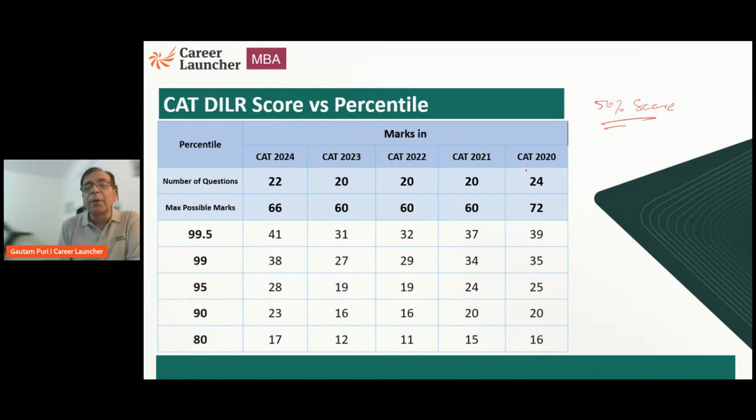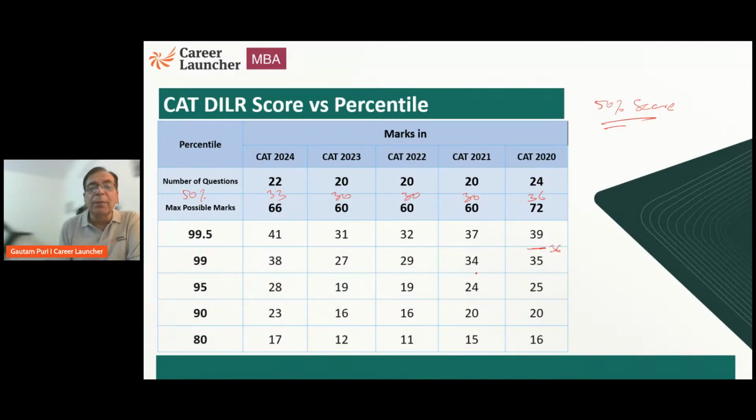So if you look at papers from CAT 2020 till CAT 24, the number of questions has varied from 20 to 24, and hence the maximum marks have been as low as 60 or as high as 72. So the number of marks which you can get in this section has varied. And what is 50%? 50% in each of these years would be 33, 30, 30, 30, and 36. Now, please look at where these lie. If you look at CAT 2020, 36 marks meant you were just a shade above 99 percentile.